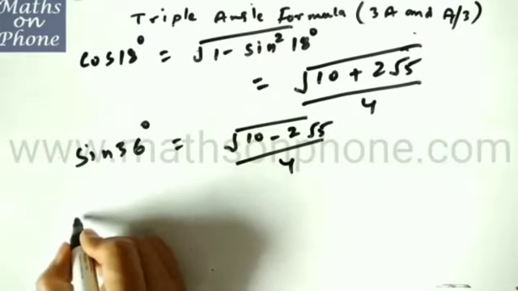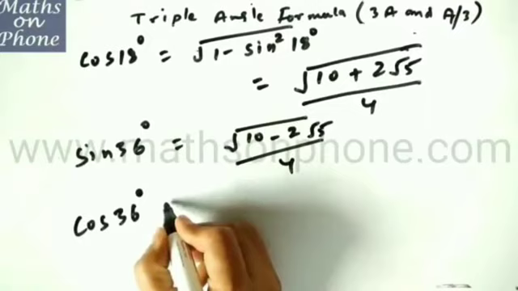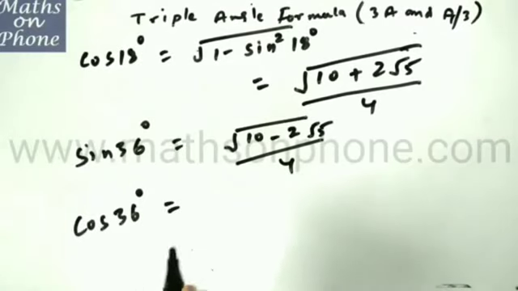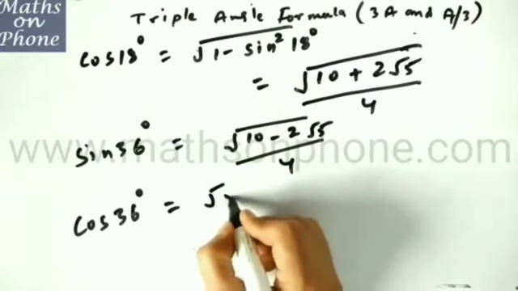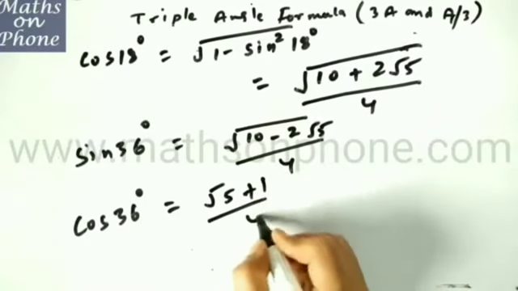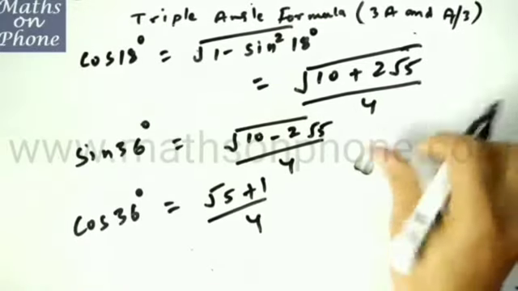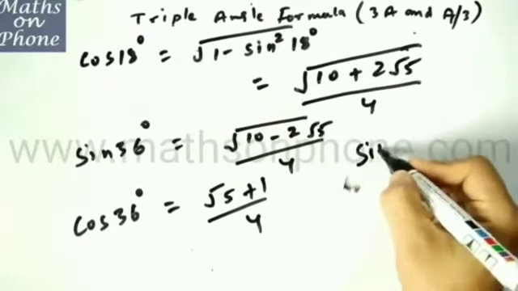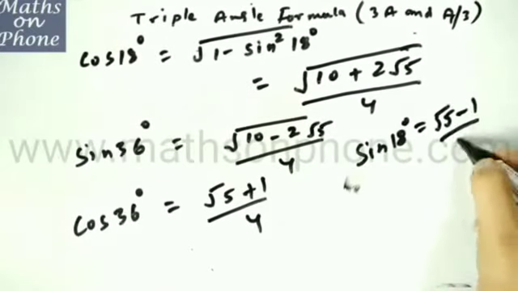Another thing you need to know is cos 36 degree. Now with the 18 and 36 you can find almost everything. And cos 36 degree is root 5 plus 1 by 4. I just derived sine 18 degree, you know. Sine 18 degree was root 5 minus 1 by 4.